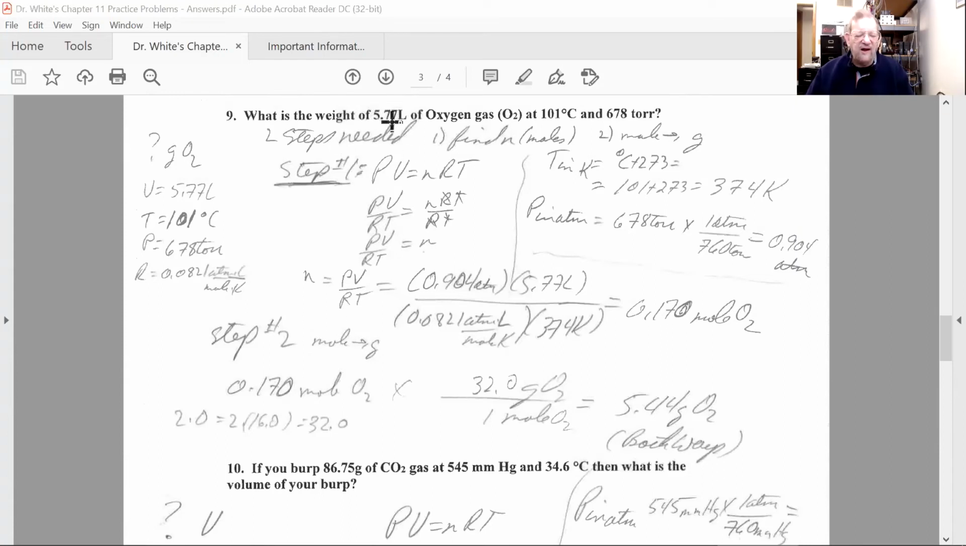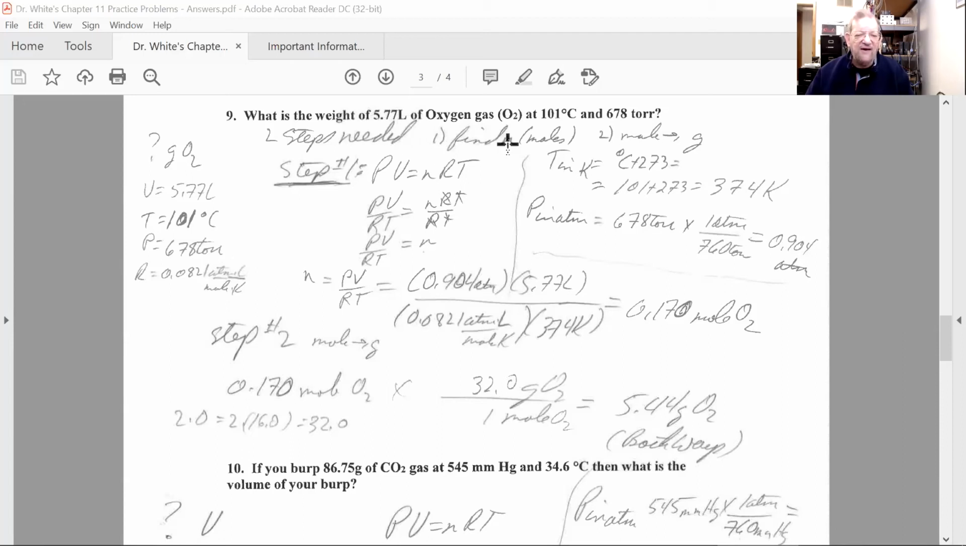Now, let's go through this one. What is the weight of 5.77 liters of oxygen gas, O2, at 101 degrees C, 678 torr? Now, notice we're talking about a gas. We're not changing anything. And what are we being asked? The weight, grams. What are we given? A volume, a temperature, and a pressure. And you were also given R in the important information. This is PV equal nRT.